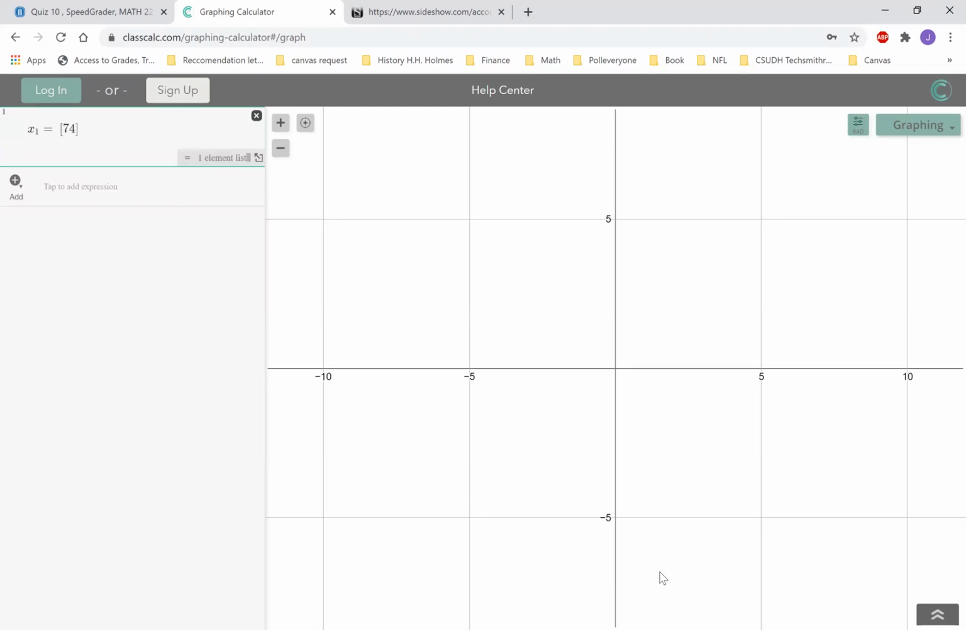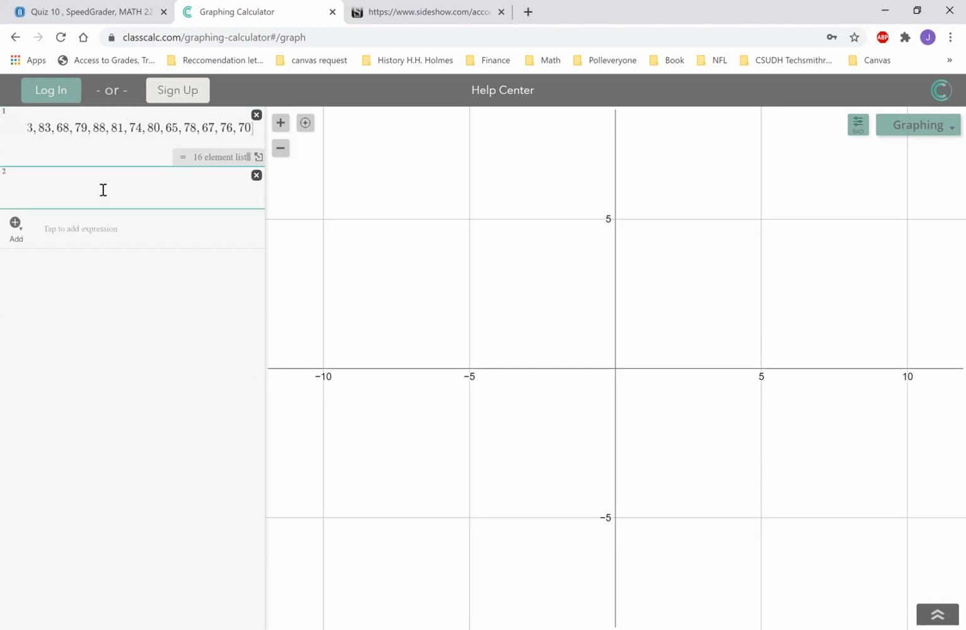So we put 74, 85, 68, 73, 83, 68. All right, so that's my data set. If you look at our data set, I have 16 elements, so that means we have 16 numbers.